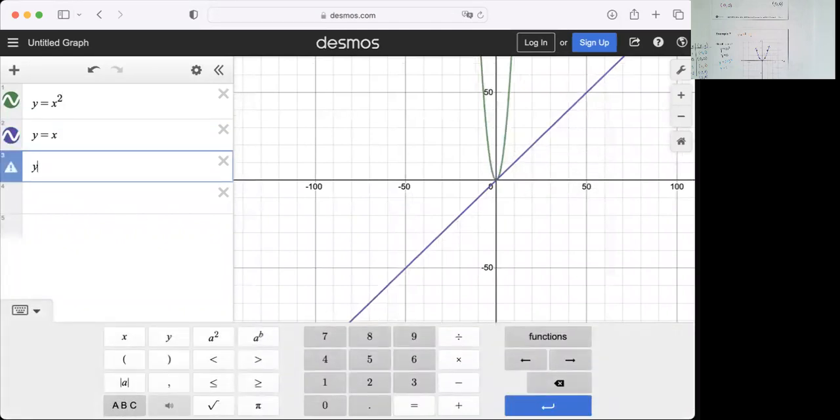Y equals -x just goes the other direction. So get to know what these graphs look like if you feel intimidated by them. They're nothing to be intimidated by.